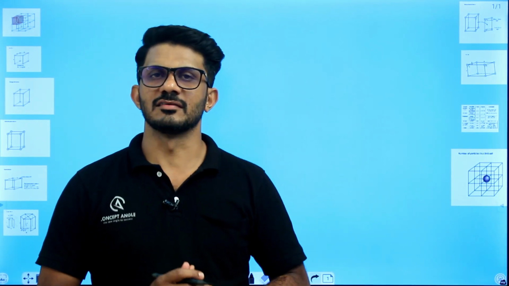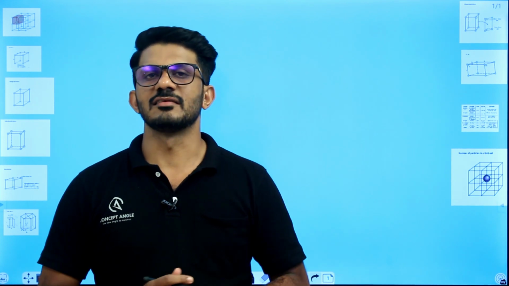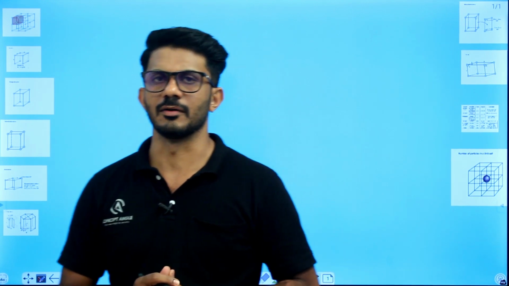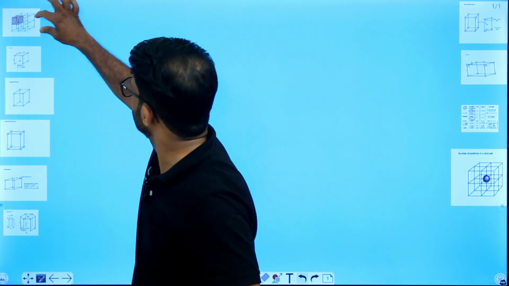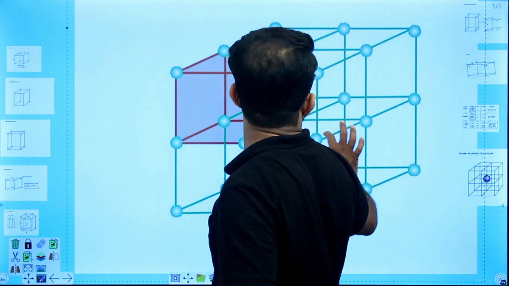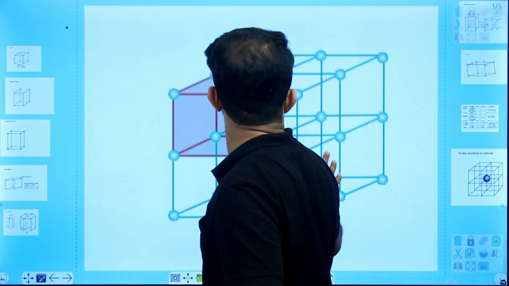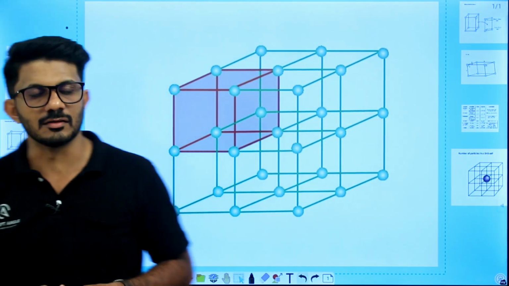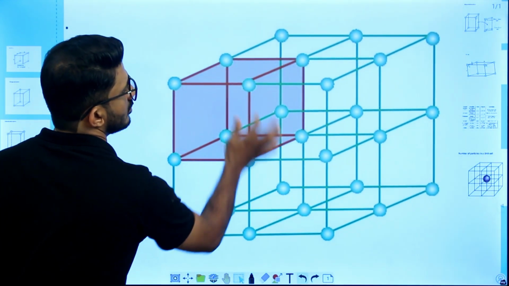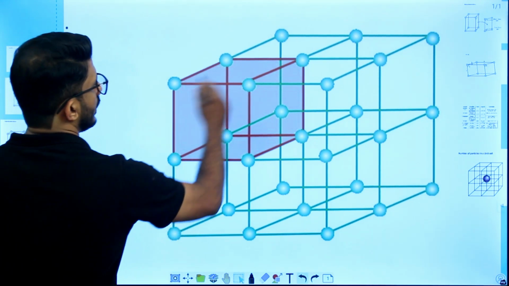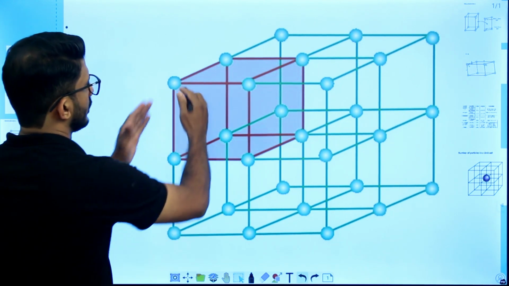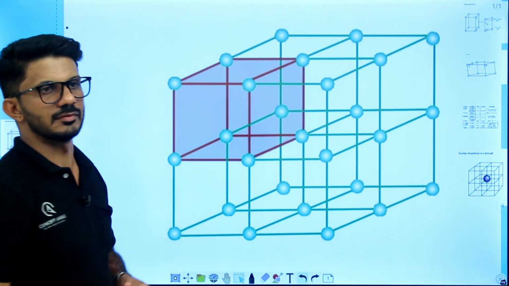We will discuss crystal lattices and unit cells. What is a crystal lattice and what is a unit cell? Let's see. This is a crystal lattice. A crystal lattice is a regular three-dimensional arrangement of particles in space. This is a simple representation of a crystal lattice. And the simplest repeating portion of the crystal lattice is called a unit cell. This is a unit cell.